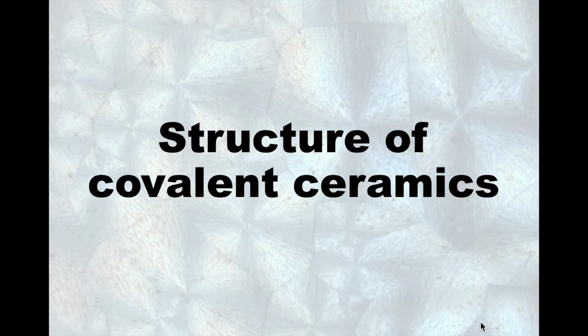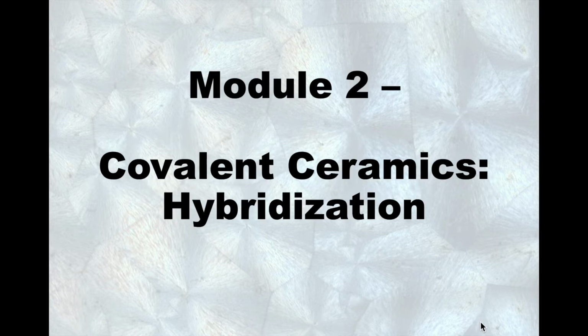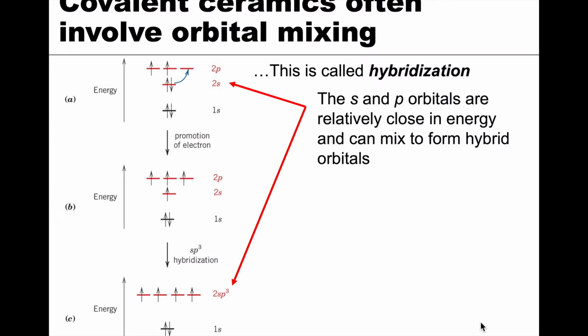All right, so now let's talk about the structure of covalent ceramics. Most of what we talked about so far has been based on ionic, and so we move to covalent. I want to start talking about hybridization. Covalent ceramics often involve what we call orbital mixing.